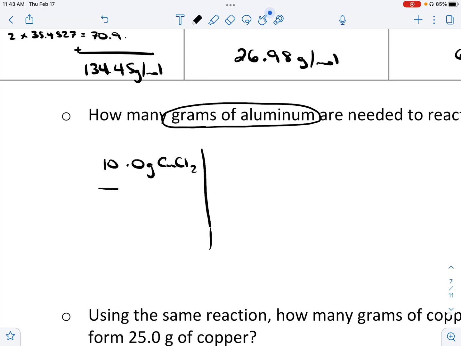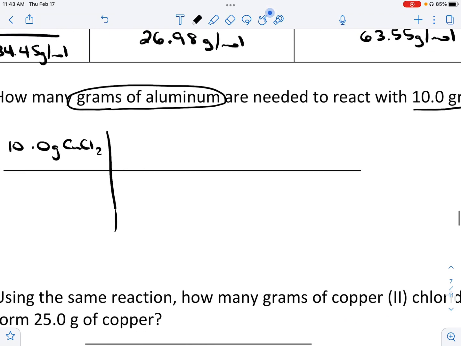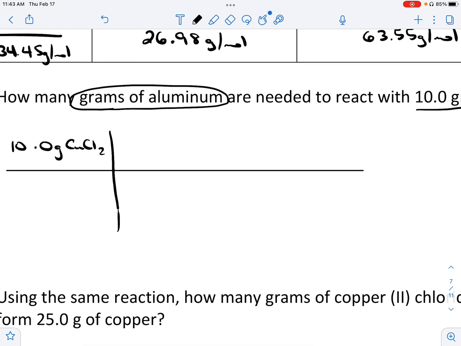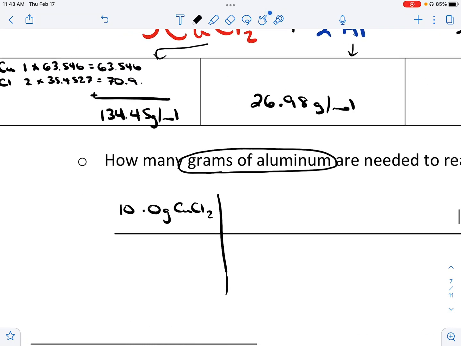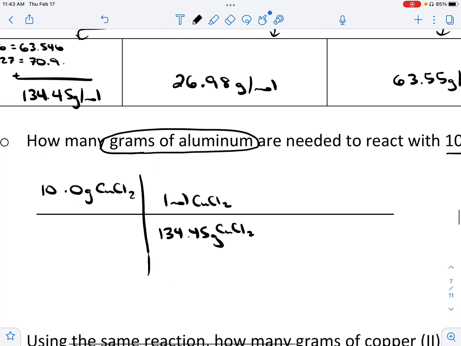We're going to make ourselves a little T-chart here, nice long one. Now, step one, write a balanced equation. Step two, divide by the molar mass. So we go up top and we find CuCl2's molar mass, and that is 134.45, and that's grams of CuCl2. It's all about unit canceling, right? 1 mole of CuCl2. Awesome.